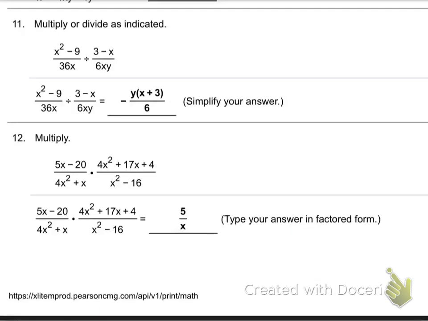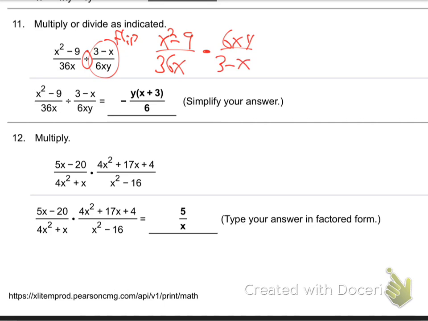Okay, so I skipped number 10. I think that one's pretty easy. It's just like the other ones. I'm going to jump to number 11. This looks like dividing, so that means I flip the one on the right. So this becomes x squared minus 9 over 36x times 6xy over 3 minus x.